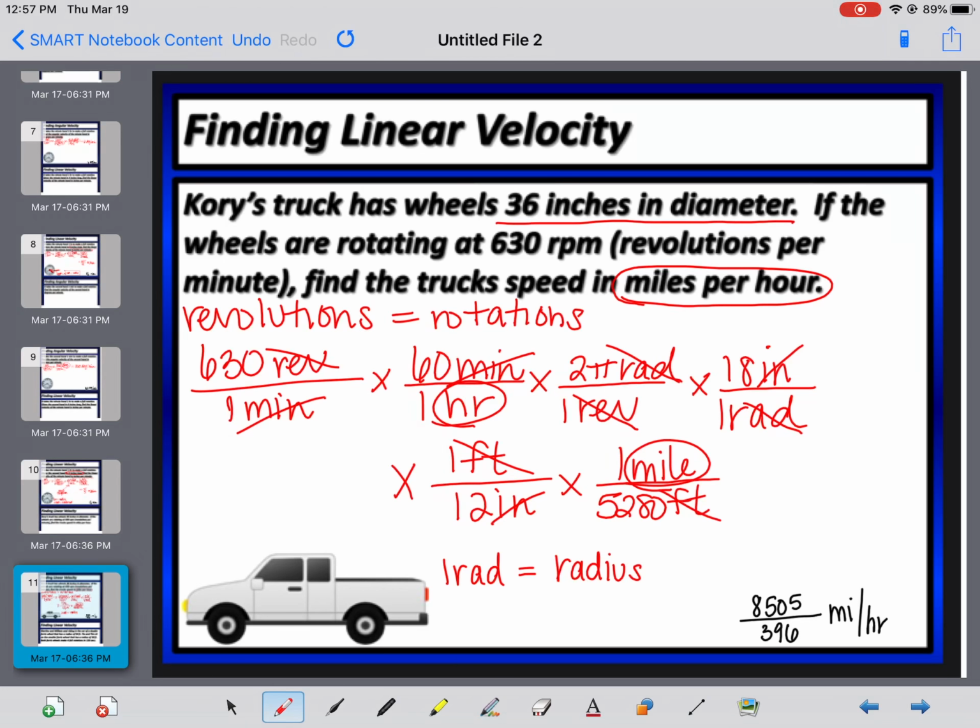Now, this is a little bit of a longer problem. Some of these numbers are much bigger, so if you want to simplify or cross-cancel a little bit before you multiply, you can do that. Okay, you can also just multiply everything across the top and everything across the bottom, and you should be able to plug it into your calculator to simplify. Okay, and we end in miles per hour.